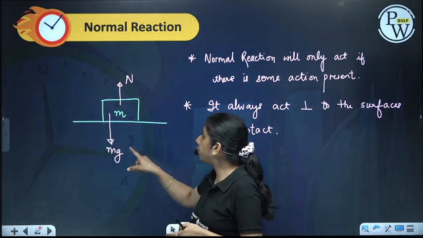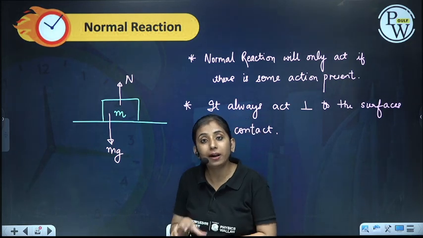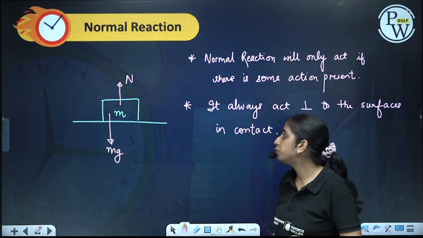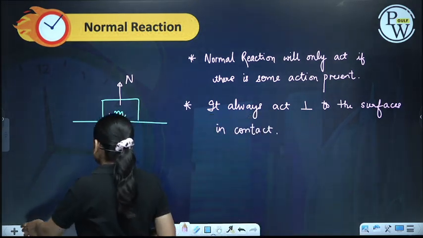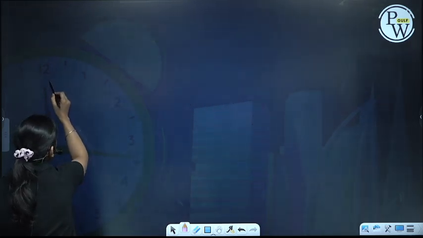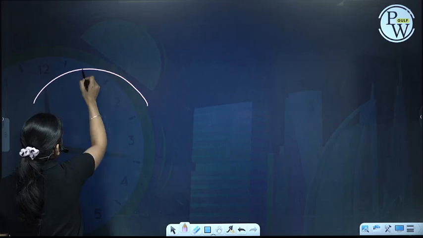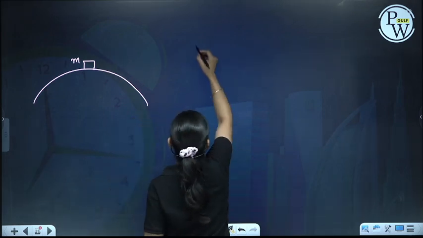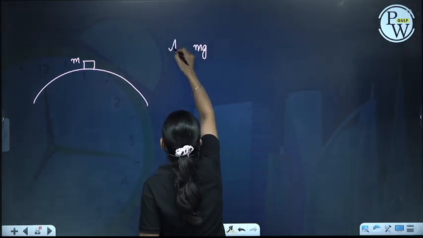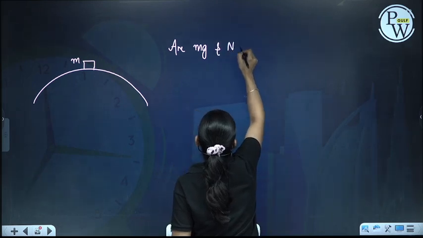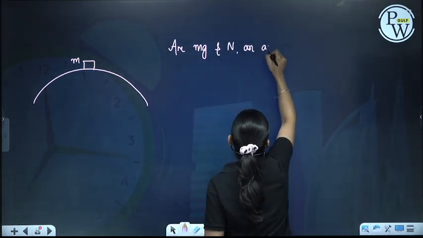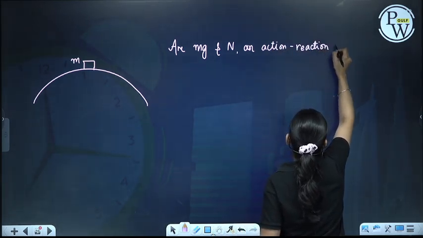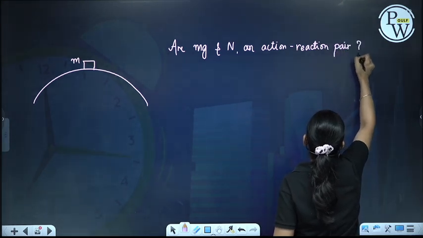Due to this mg force acting on the block m, it tried to penetrate into the ground. So ground will not let it penetrate. It will apply some upward force. That is the normal reaction. Now if we have a block of mass m kept on the earth, are mg and N an action reaction pair?